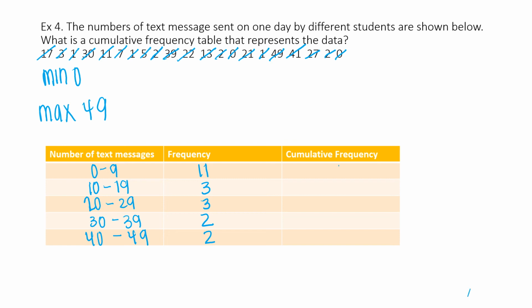Okay, so to get the cumulative frequency, you're basically just adding the frequency up to that point. So here you only have 11. And then for the next one, it's 11 plus the next one. So 11 plus 3, that gives you 14. Then you're going to do 14 plus the next one. So that's 14 plus 3, that gives you 17. Then you're going to do 17 plus the next frequency. So that's going to be 19. And finally, you're going to do 19 plus the last frequency, which is 21. So this would be the cumulative frequency chart here.